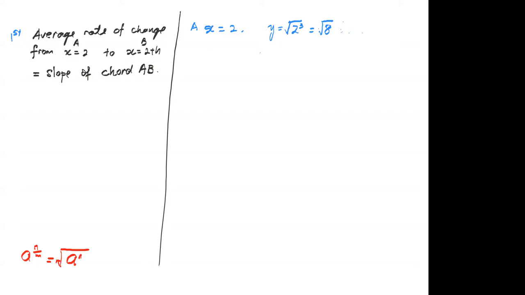Then for point B, my x is equal to 2 plus h. So my y will be equal to square root of 2 plus h cubed. Do you all know how to expand a cube? You all take IGCSE O level, correct? You should know how to do binomial expansion.